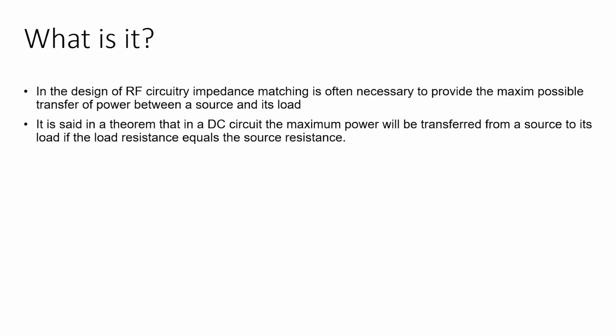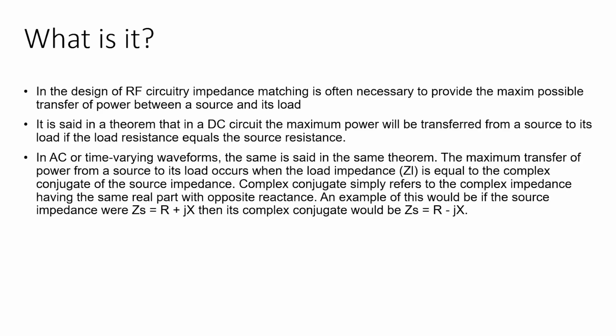It is said that in DC, the maximum power is transferred from a source to its load if the load resistance equals the source resistance. In AC, the same theorem says that the maximum power transfer from a source to its load occurs when the load impedance is equal to the complex conjugate of the source impedance. What is this complex conjugate? Sounds like a spell or something. It simply refers to the complex impedance having the same real part with opposite reactance.